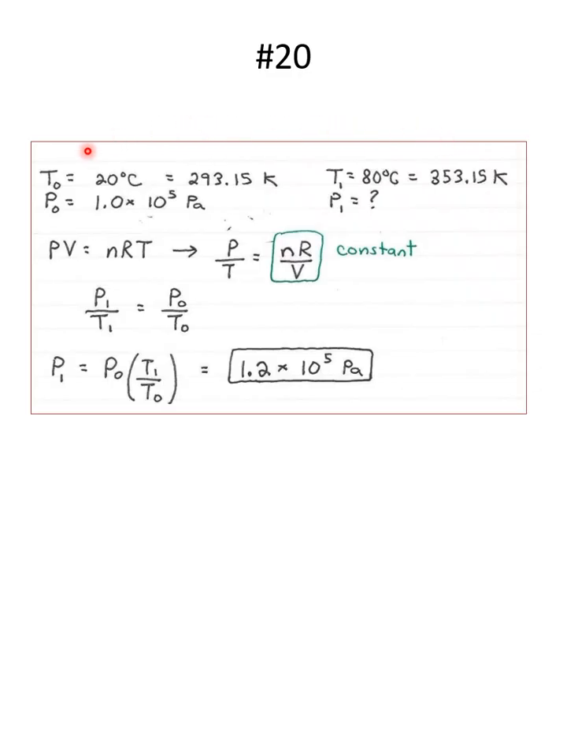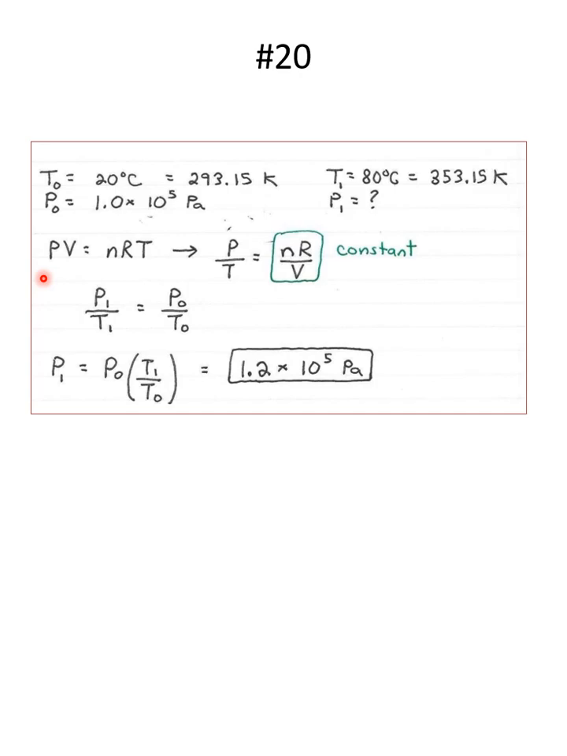I've written it out as T0 equals 293 Kelvin, P0 is 10 to the 5th pascals, T1 is 353 Kelvin, and P1 is what? And we'll start with the ideal gas law, PV equals nRT, and we'll use the technique where we algebraically move everything that is constant off to the right.